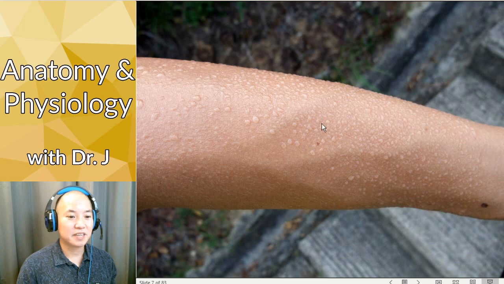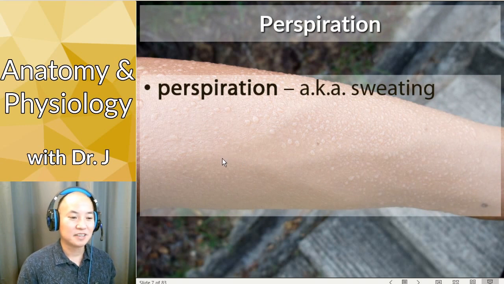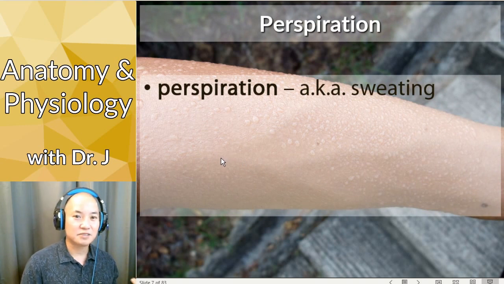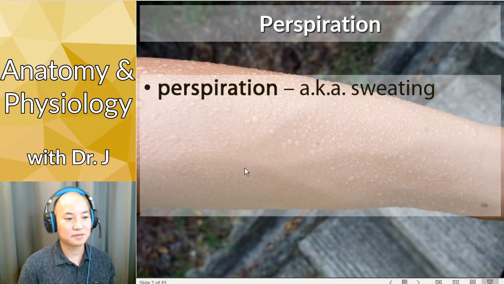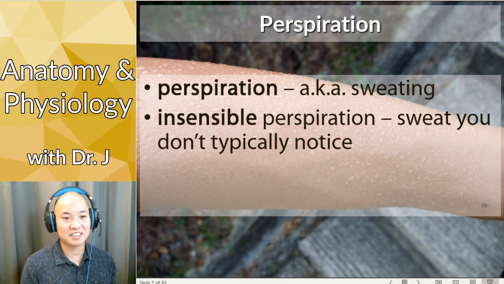Now, what do we have here? We have sweating, right? And the medical term for sweating is perspiration. So this is what we have here, and there are actually two types of perspiration we're going to talk about. Insensible perspiration is sweat that you don't typically notice. So even if you're in a very comfortable environment, air conditioning, and you're not sweating at all, well, you are actually sweating a little bit. You're always losing a little sweat, but it's such a minute amount that you don't really notice it.